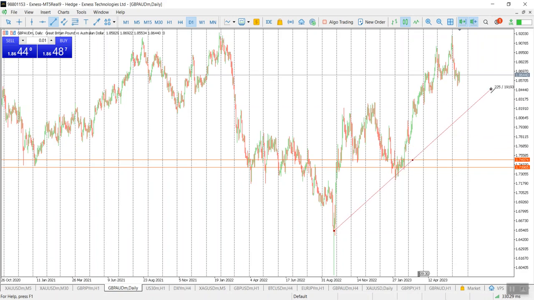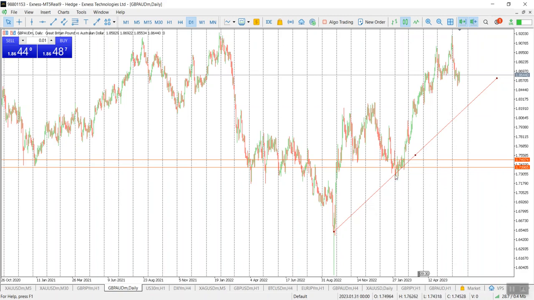That is what we are seeing. On a daily time frame, we are seeing higher highs. No, we are seeing lower highs, lower high, lower high.